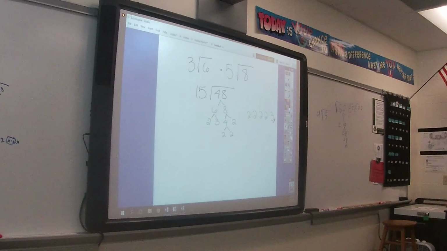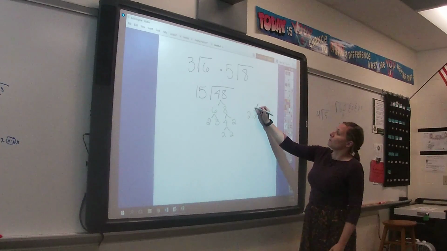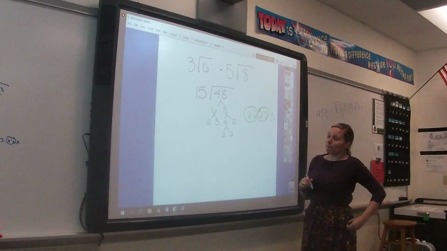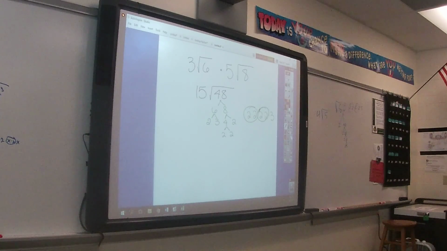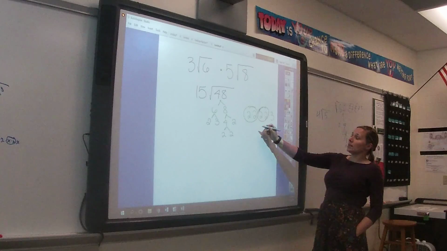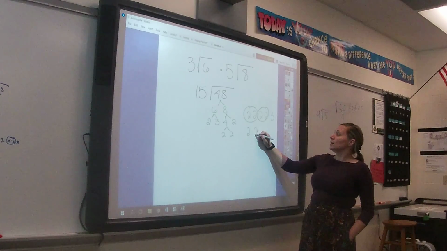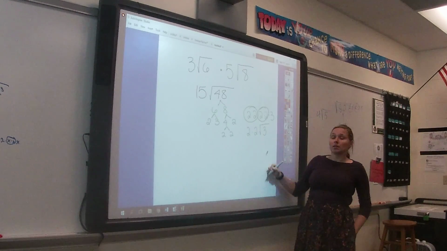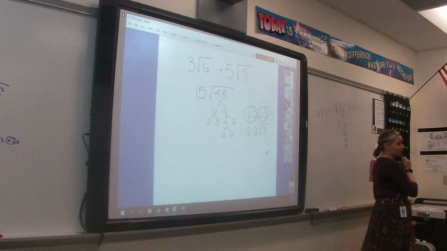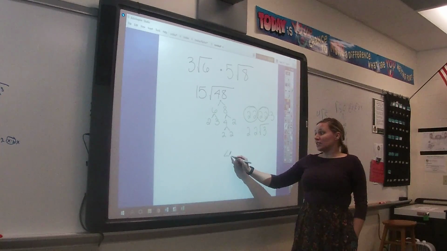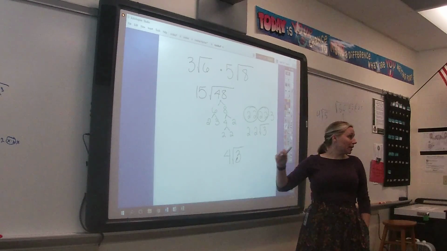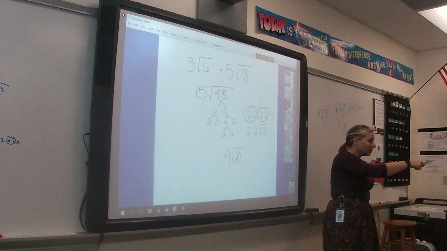So what do we have pairs of? 2 and 2. Each pair counts 1 time. So a 2 comes out in front, a 2 comes out in front, a 3 stays inside. We just put 4 in front. But right, our answer isn't 4 square root 3 because one number was already out there. The 15.